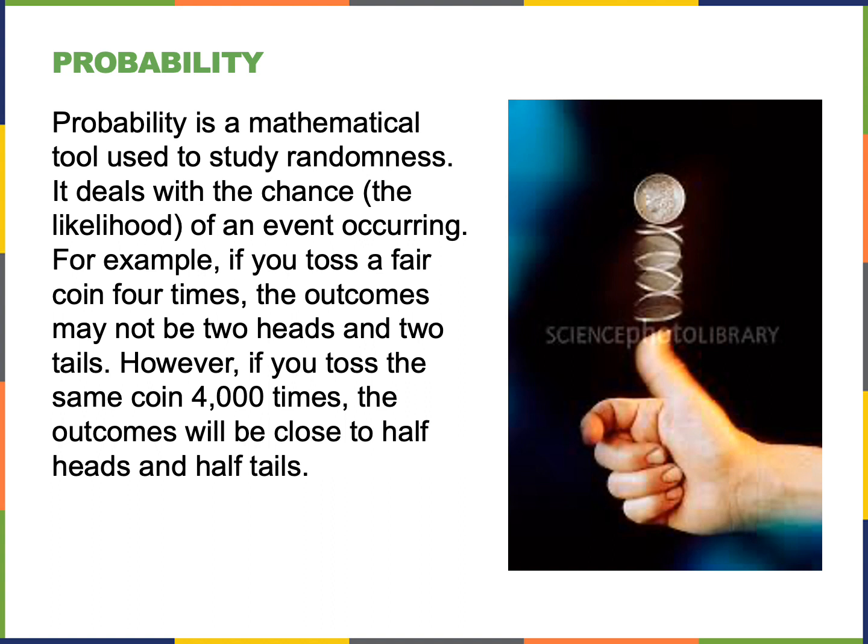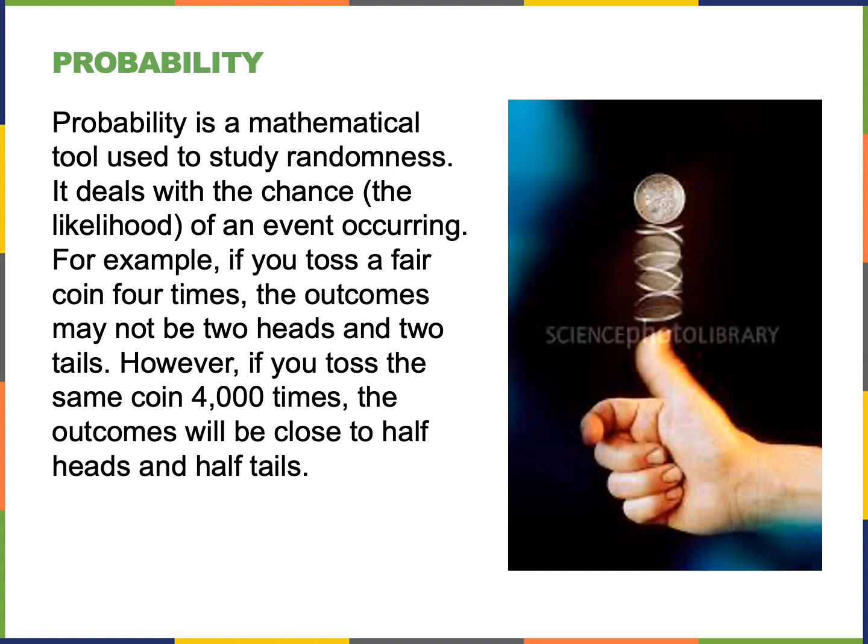Okay, so let's define probability. Probability is a tool that we use to study randomness. What does it have to do with? It's how likely an event is to occur. So for instance, if you toss a coin 4 times, the actual outcomes may not be 2 heads or 2 tails, but if you toss the same coin 4,000 times, about half the time will be heads and half the time tails, okay?